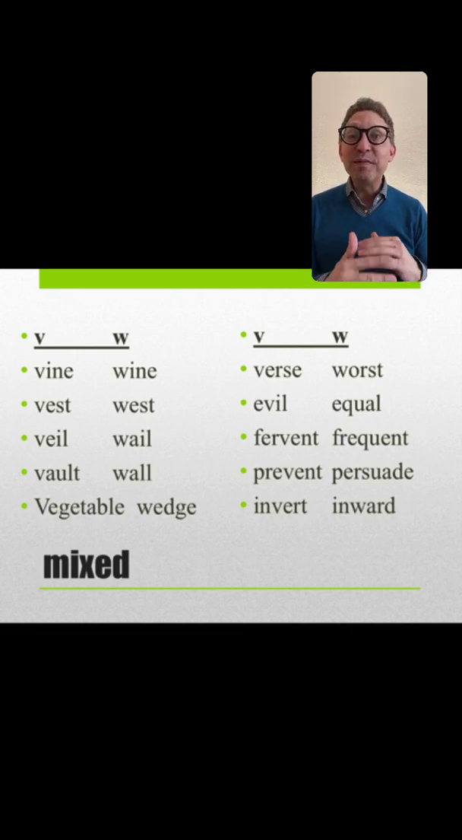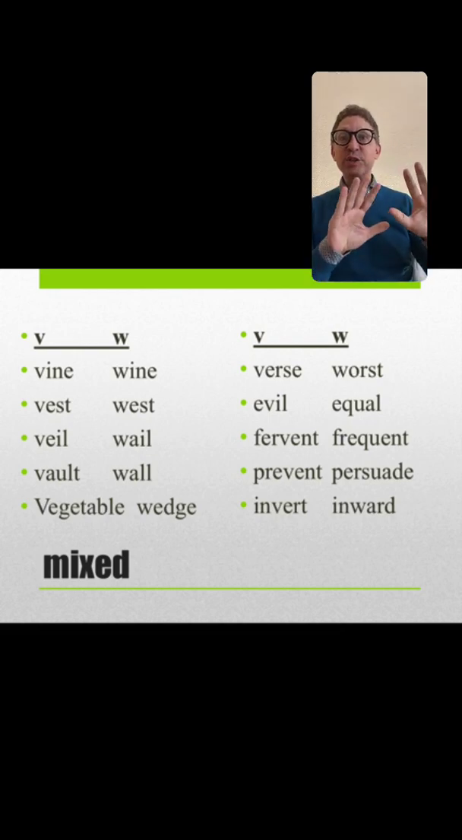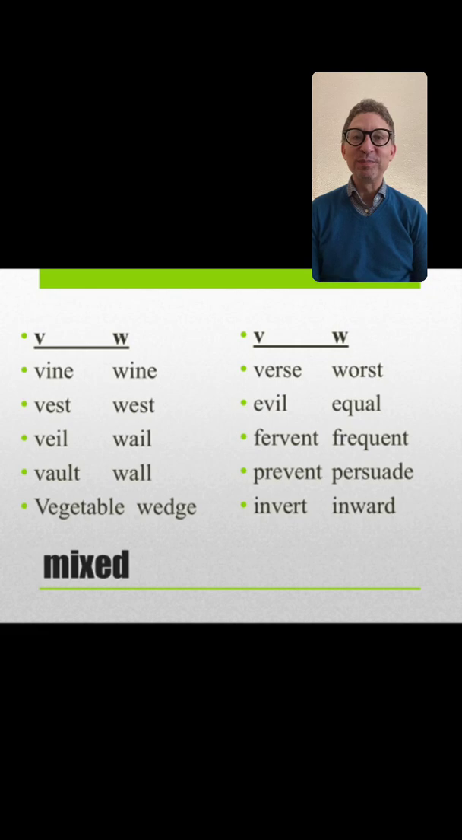Persuade is to convince someone to change their mind. Prevent is to stop somebody. And fervent is great desire.